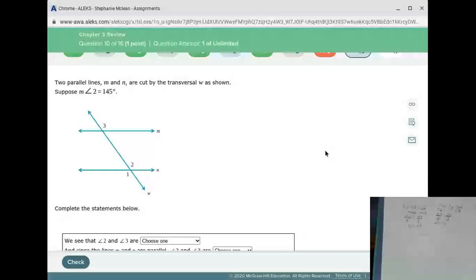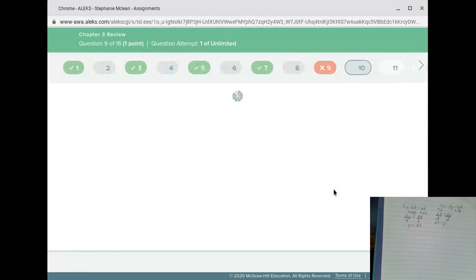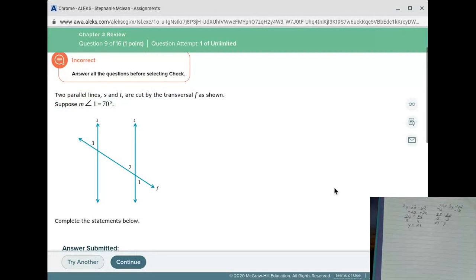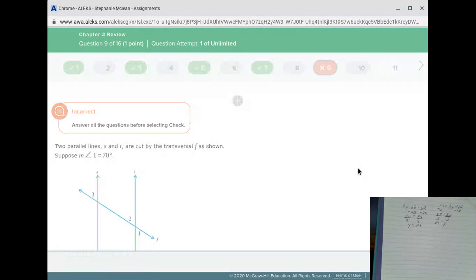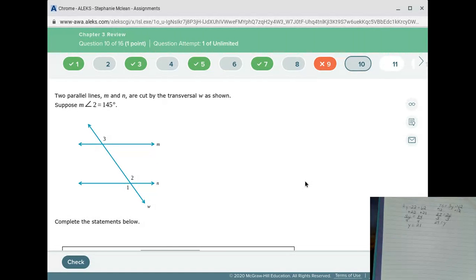So because I hit the explanation, they give me a new problem, okay? So because I skipped it, they're going to count it as wrong. I could go back and do it, or number 10 is actually the same type of problem, okay?